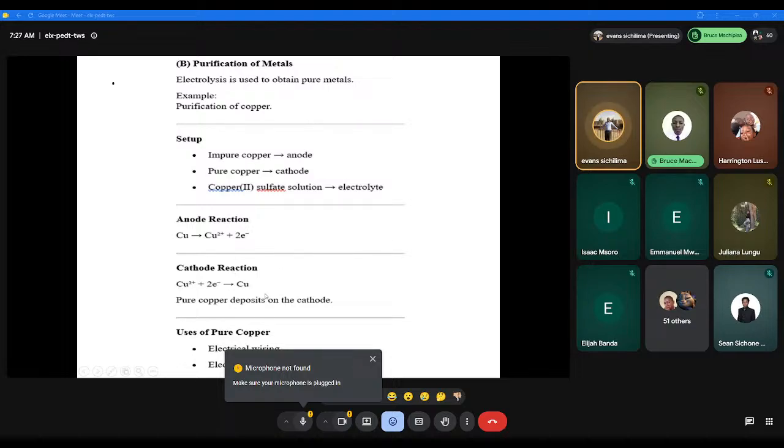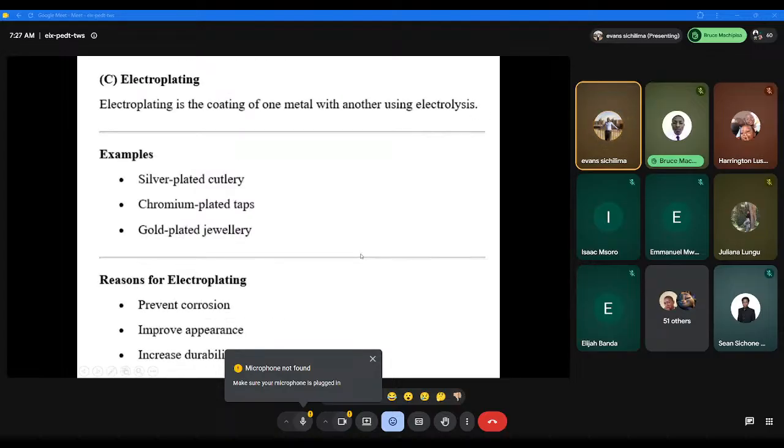So copper is used in our electrical wires, in our homes, and also electronics. When you open electronics, those of you who are curious, you find that there's a lot of copper wire that is used in the electronics. Also, electroplating. We have electroplating as one of the major applications of electrolysis.